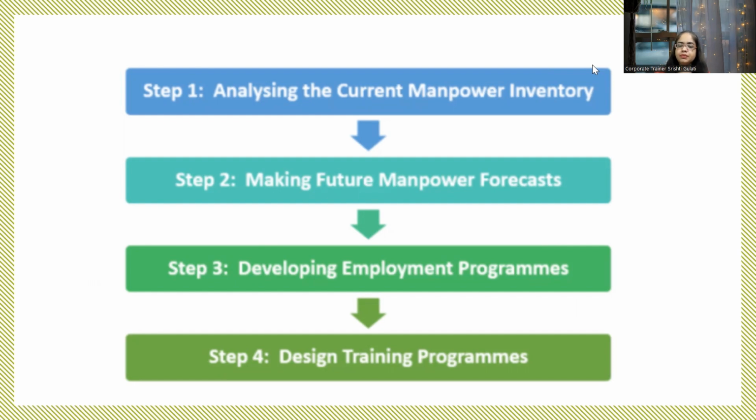According to that, in step number 2, we need to make a future manpower forecast, because if we do not have a proper forecast, we can face some serious troubles in the future. So it's better that right from the first stage, when you are designing your manpower process, you make sure that your forecasting is correct and you are able to predict how many people can be required in future. Accordingly, we develop the employment programs for our people.